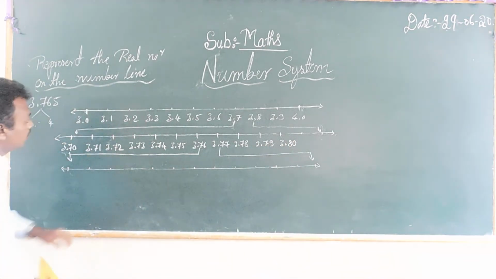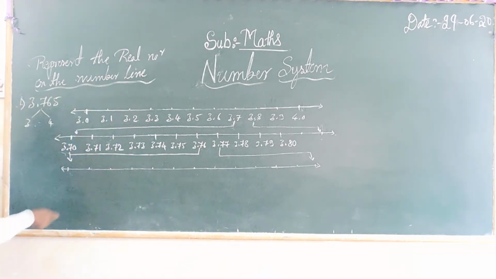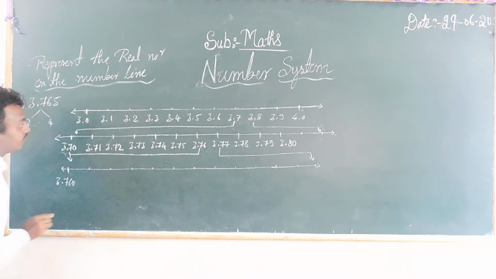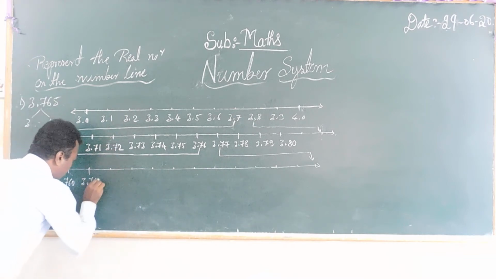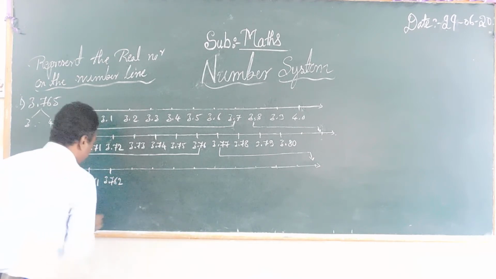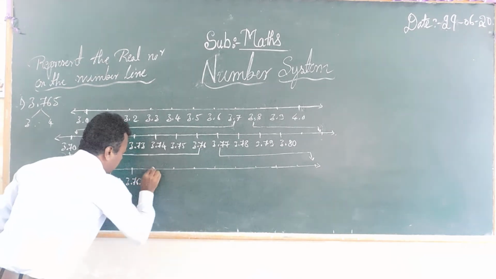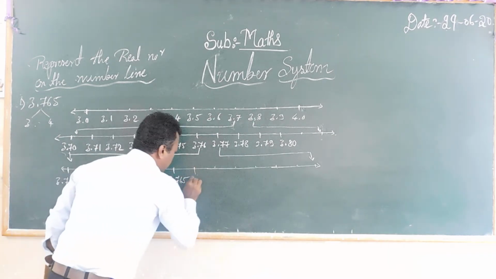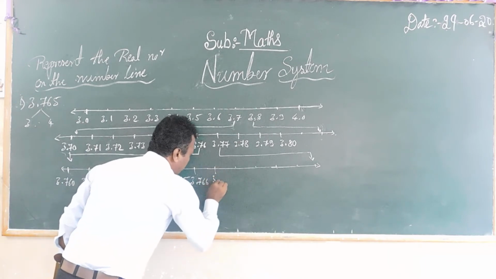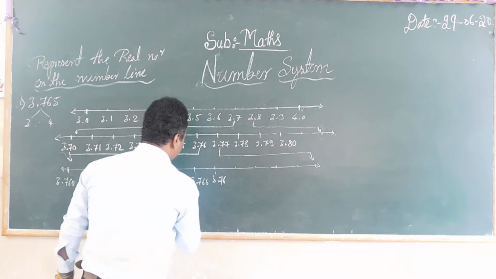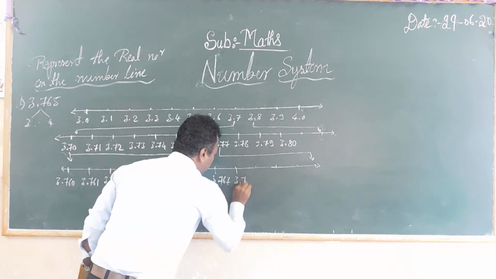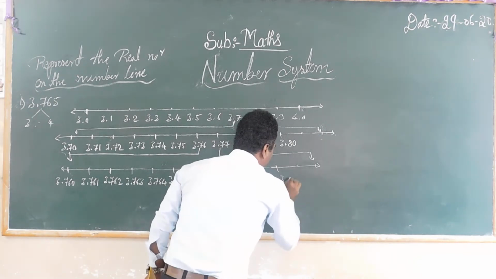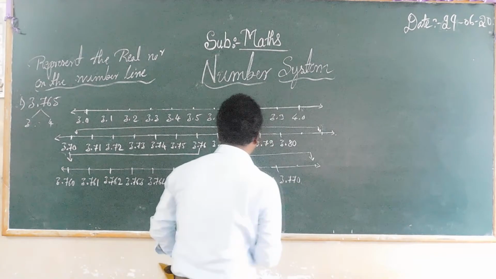Okay. Now 3.76 and 3.77. How many real numbers are between 3.76 and 3.77? Let us find out. This is 3.760. Next, this is 3.761, this is 3.762, 3.763, 3.764, and this is 3.765, this is 3.766, 3.767, and this is 3.768, and this is 3.769, and this is 3.770.